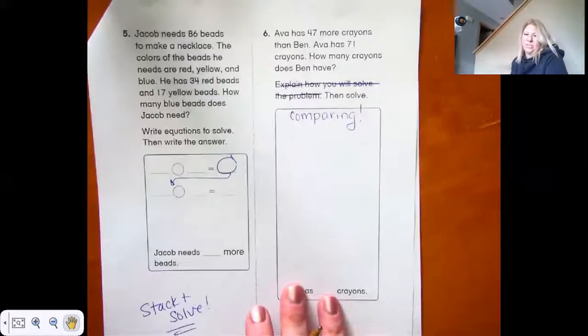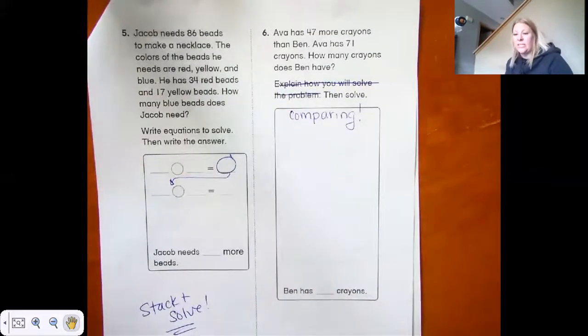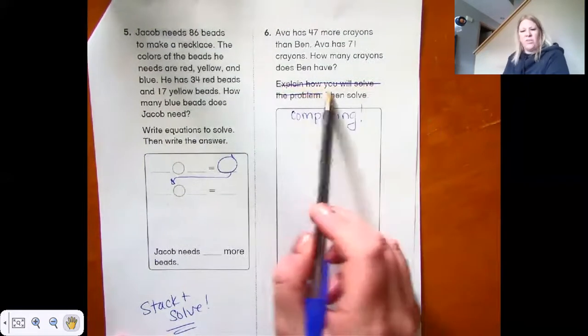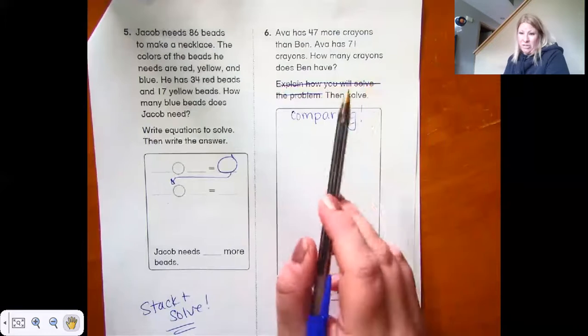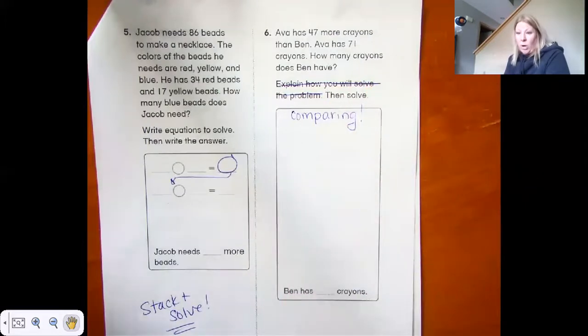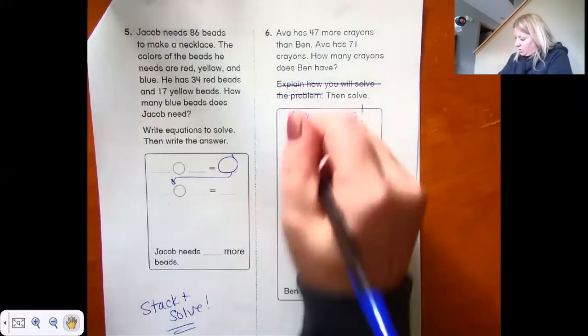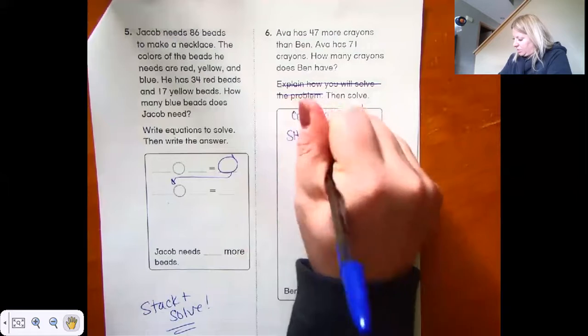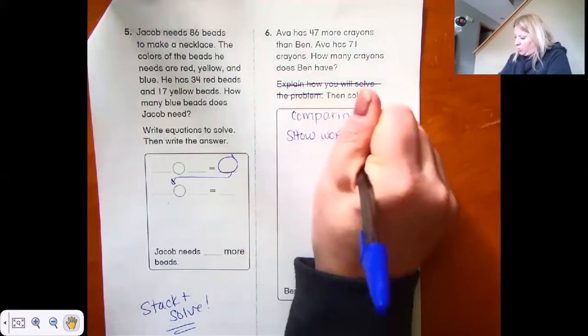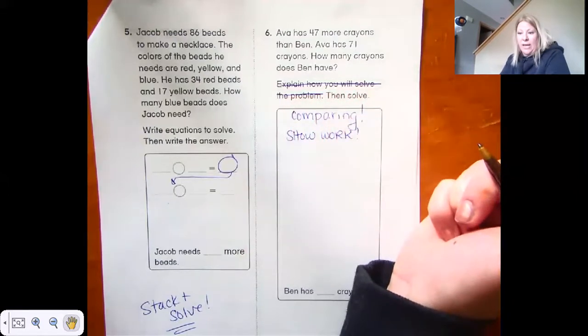All right, number 6, Ava has 47 more crayons than Benny Boo. Ava has 71 crayons. How many crayons does Ben have? So I marked this off. You don't need to explain how you're going to solve it. By showing your work, that's how I'm going to see you're explaining. So you don't need to write it out in words. By showing your work, I'm going to see your thinking, okay?